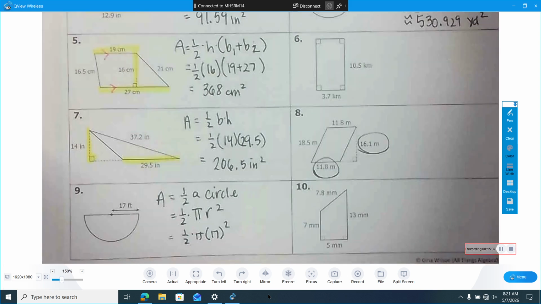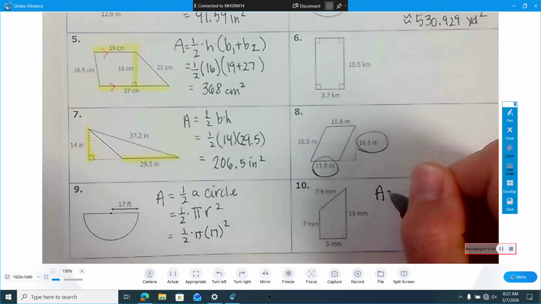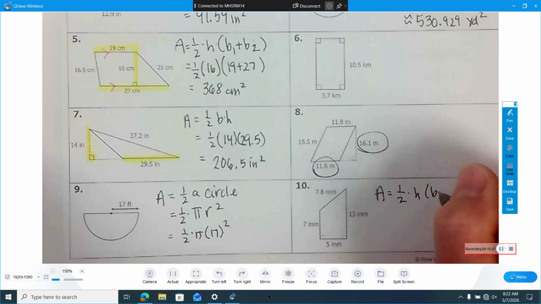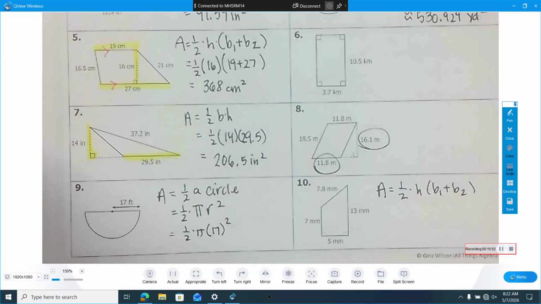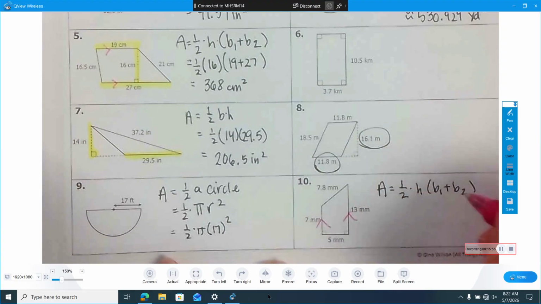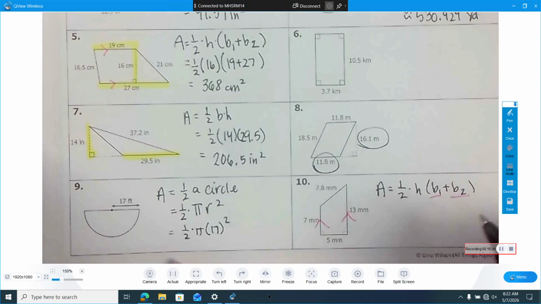I'm not going to answer that. What's this shape? Trapezoid. Trapezoid is 1/2 times height times base 1 plus base 2. And what are our two bases? 7 and 13 are base 1 and base 2. And then what's our height?